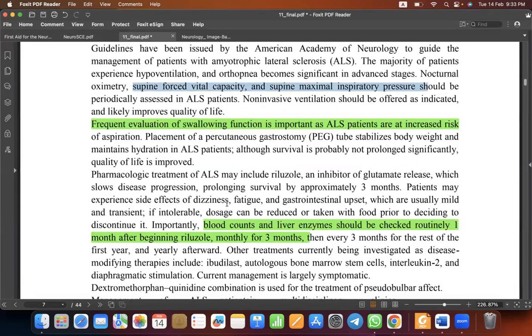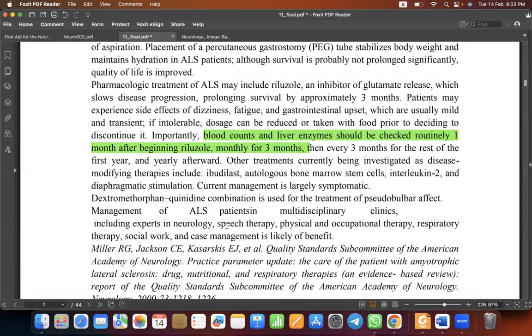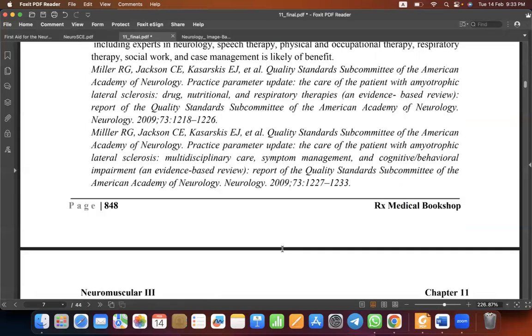Third important thing is that the patient is on riluzole, an inhibitor of glutamate release. As I told you earlier, it prolongs survival by about 3 months as well. The issue is that there are some things we should check, like blood count and liver enzymes. And as I told earlier, the dextromethorphan quinidine combination is very important for any pseudobulbar affect.